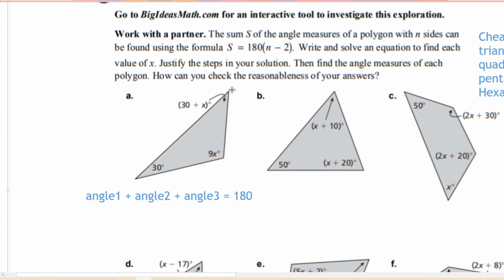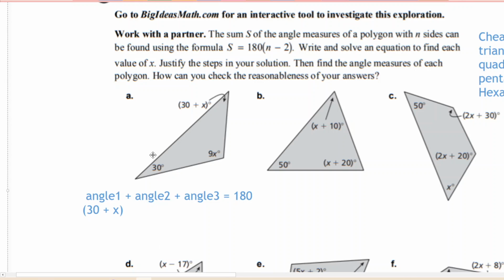Now it says that angle 1, I don't know which one's angle 1, but let's just call this first one up here angle 1. Angle 1 is 30 plus x. Well, I don't know how much x is, but I know angle 1 is going to be 30 plus whatever number x is. Also, you're going to see that I've put parentheses around 30 plus x. That's a customary thing that we do when we substitute. It just helps us keep everything together.